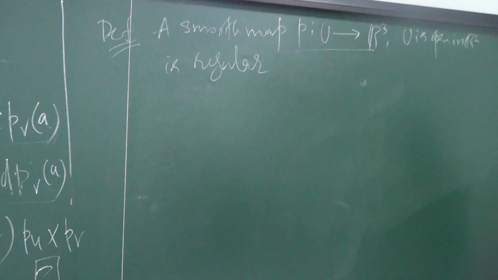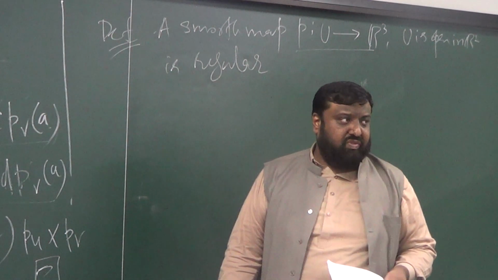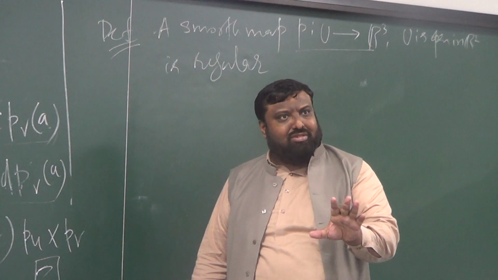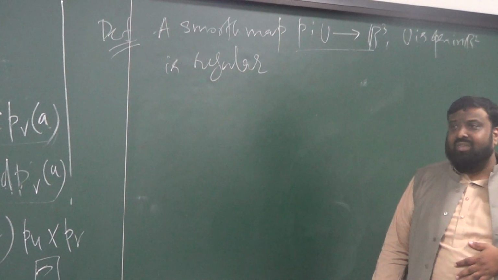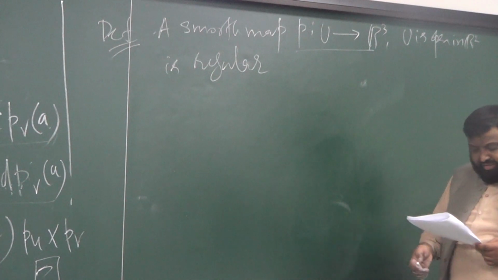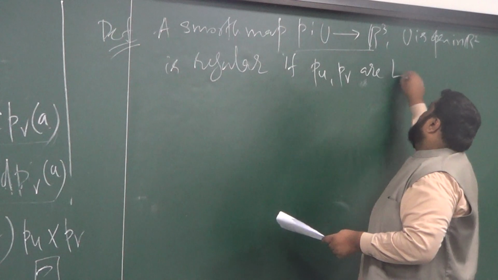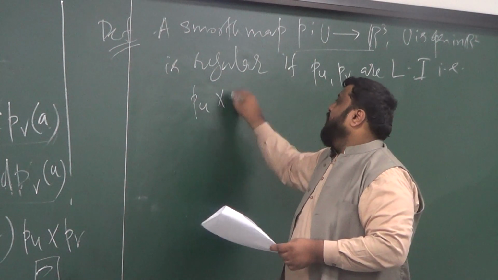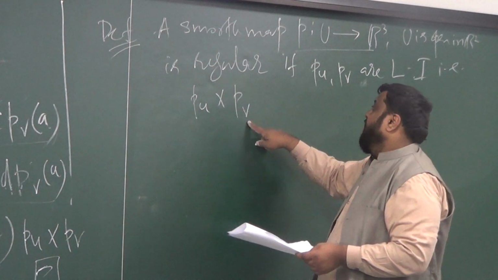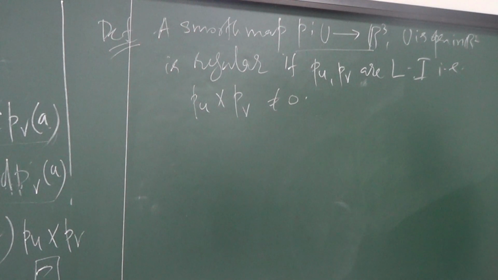When you take the derivative, it should not be zero. Partial derivatives actually. Now, how can you make sure that both of the partial derivatives, with respect to u and with respect to v, are not zero in a single statement? Can you give me a single statement which will ensure that none of them is zero? Yes. Their cross product should be non-zero. So it's going to be regular if PU and PV are linearly independent, which is equivalent to saying that PU cross PV, the partial derivatives, is non-zero. That will be the meaning of a regular map.